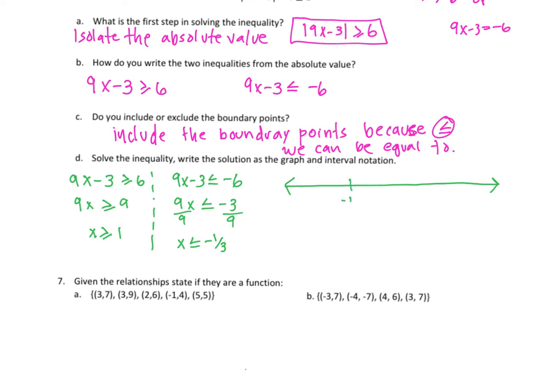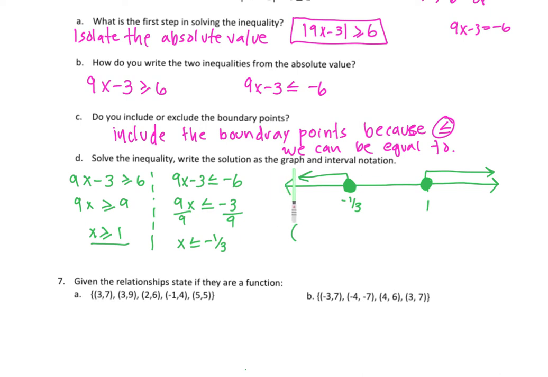So let's see, we have negative 1/3. We can be equal to it, it is inclusive, so we're going to shade that in. And my other boundary point is 1. There we go, we're going to shade that in. Now, let's start with x is greater than or equal to 1. That's going to the right. x is less than or equal to negative 1/3 is going to the left. So there are my points. We've got to read that graph from left to right now.